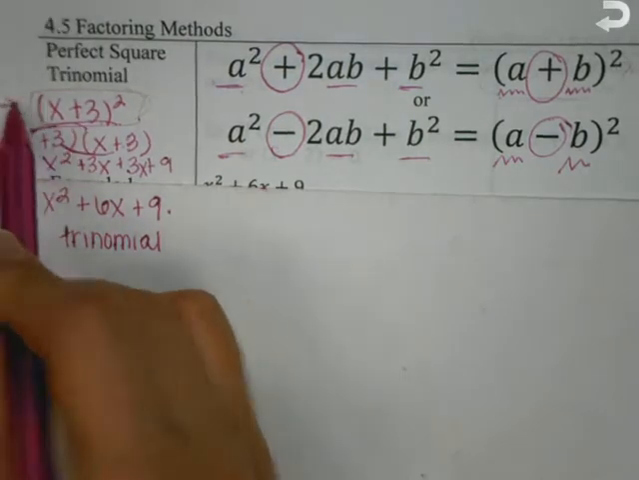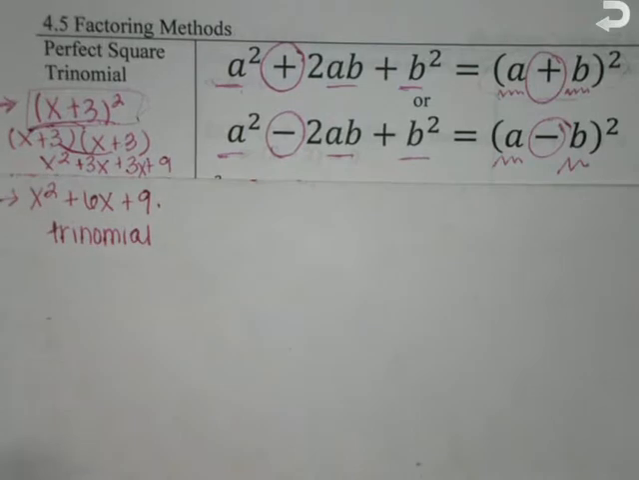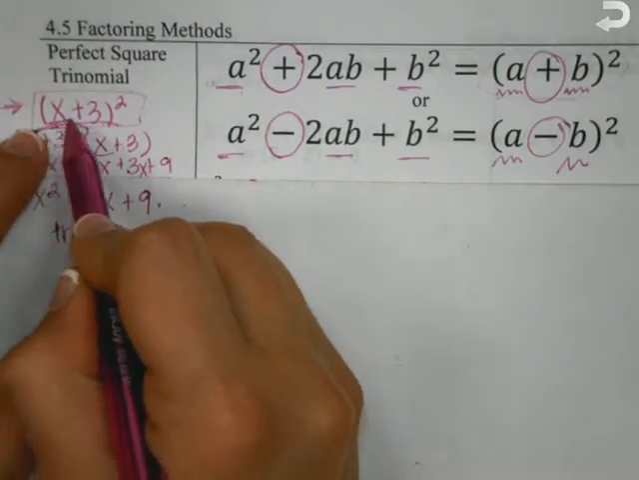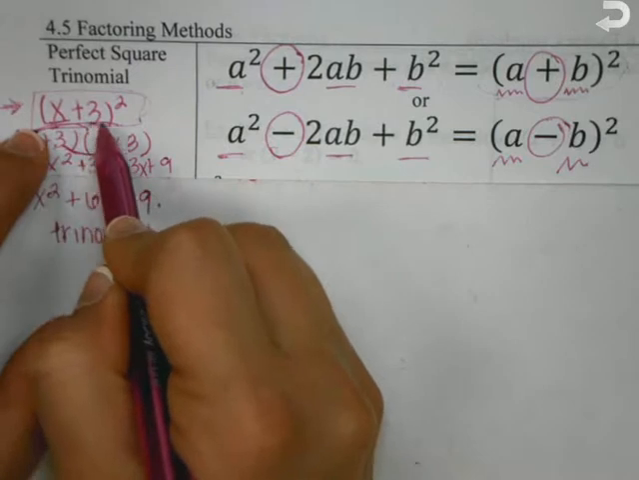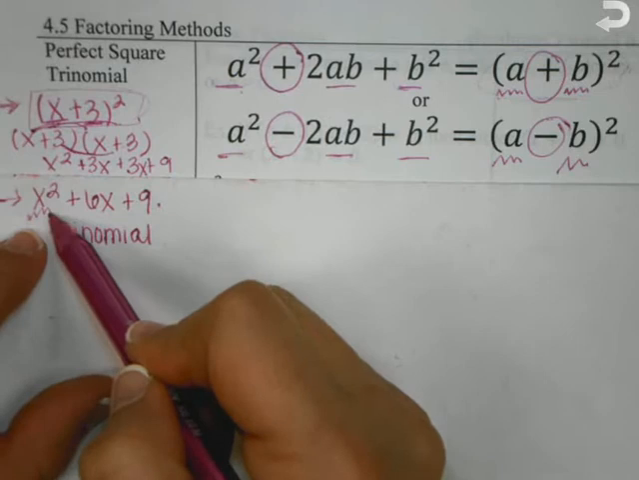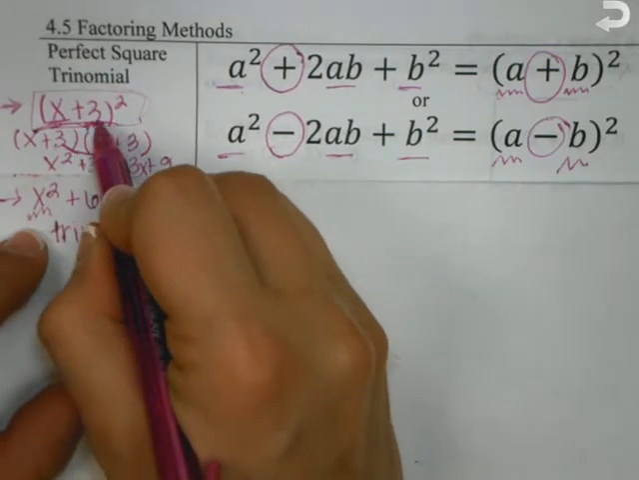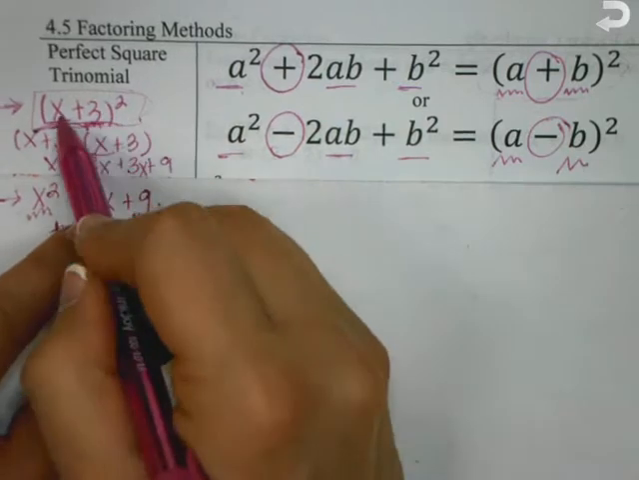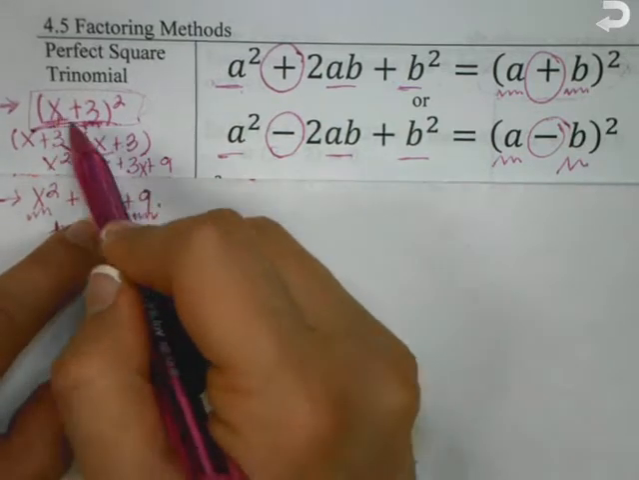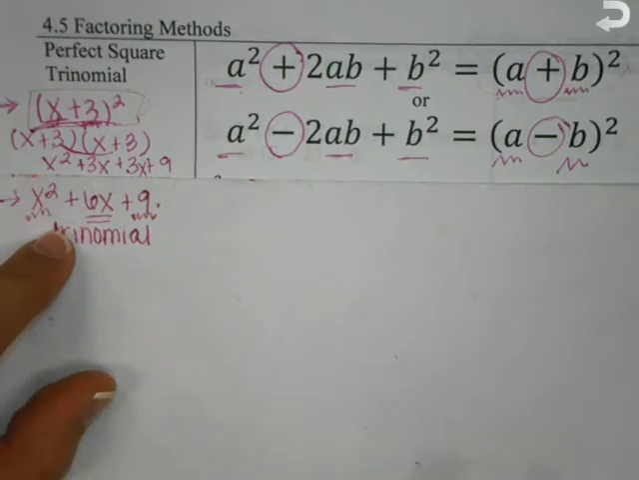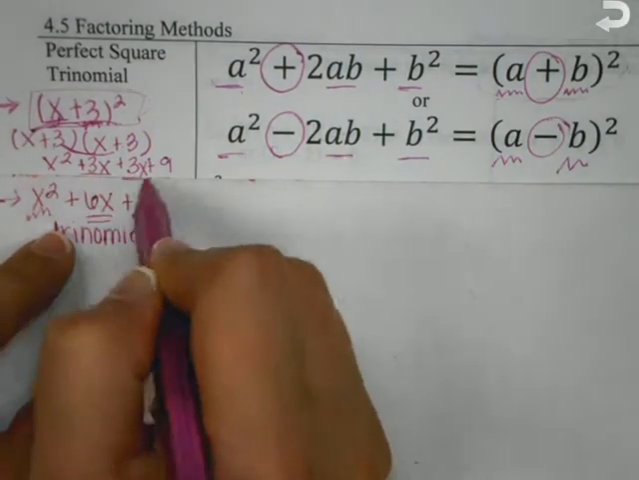So why is it 2ab? What's a in this case? X. What's b? 3. A squared is what gave me the x squared, right? B squared, or 3 squared, is what gave me the 9. What's 3 times x? 3x. 3x times 2? 6x. Why is it times 2? Because we will always get 3x plus 3x. Okay?